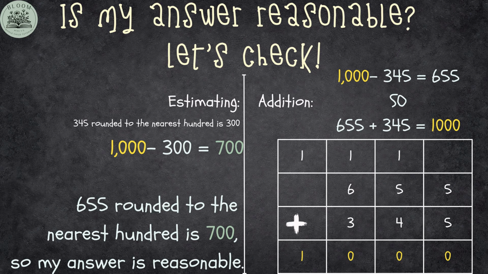Next, I can check with addition. I'm going to add the 345 and my answer of 655 and see if I get my starting number of 1000. So if I add it together, I can see that it equals 1000. So my answer is reasonable and correct.